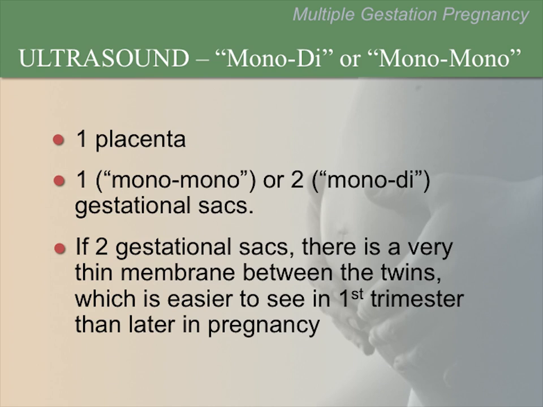If there are 2 gestational sacs, there's a very thin membrane between the twins, which is much thinner than what is seen in di-di or mono-di twin pregnancies. The thickness of the membranes is easier to determine in the first trimester than later in pregnancy. Very rarely, the membrane is missing, which indicates a mono-mono twin pregnancy that is at high risk for complications.